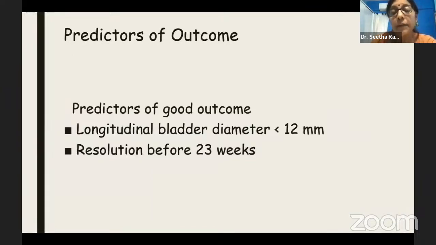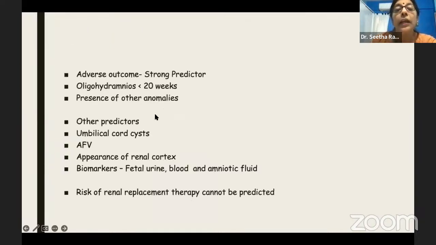So what are the predictors of outcome? As I said earlier, if the bladder diameter is less than 12 millimeters and it resolves before 23 weeks, it has been suggested that these fetuses will tend to have a good outcome later on. But if there is oligohydramnios before 20 weeks, or the presence of other anomalies, which, as I said, is a challenge to look for when there is severe oligohydramnios, then obviously the outcomes are bad.